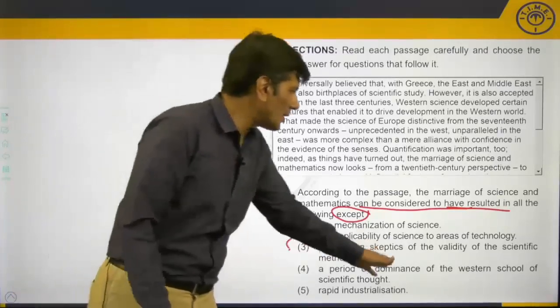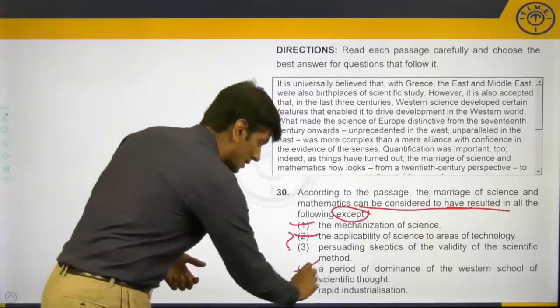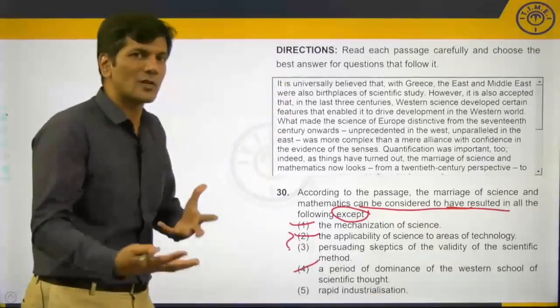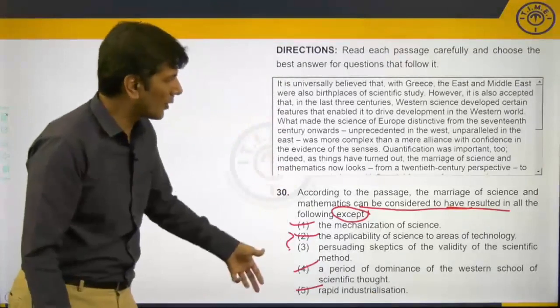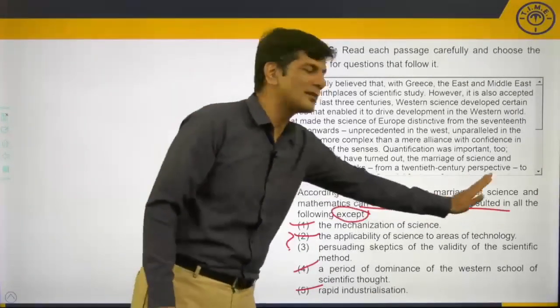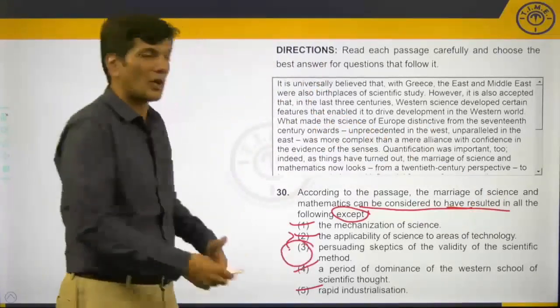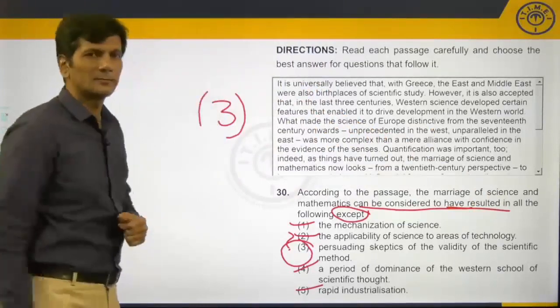A period of dominance of the Western school of scientific thought. Yes, the passage ends on that note. So this is acceptable. Rapid industrialization. Yes, that is also acceptable because we're talking of economic and military hegemony. So 1, 2, 4 and 5 can be the results of that, while 3 would be the odd man out that could not have resulted in it. So your answer to this question is answer option 3.